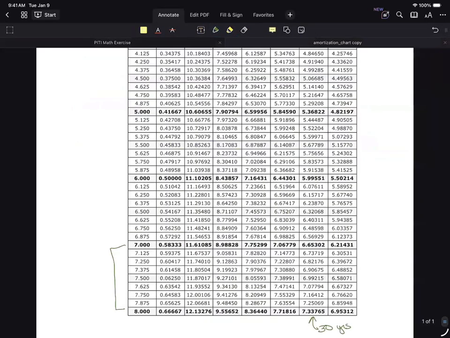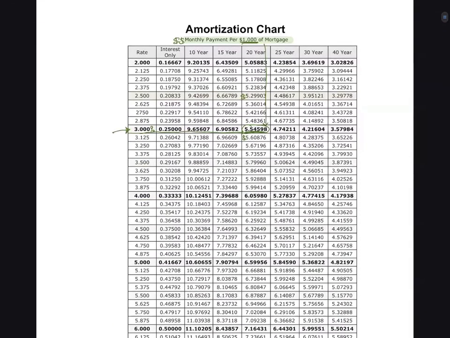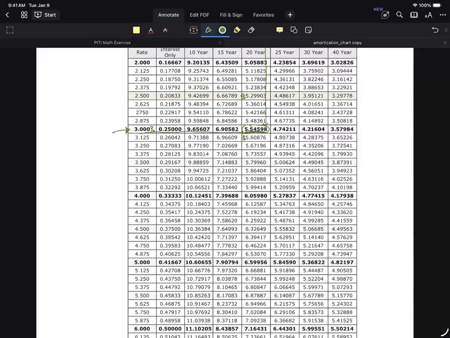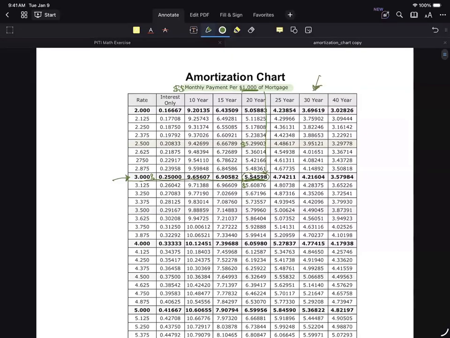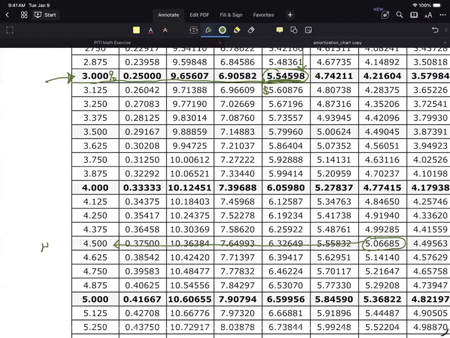What's really cool is if the problem wanted to, I don't think the test is going to do this, but if it said, hey, Abby's getting a 30-year loan, and her factor is $5. What was her interest rate? Well, the closest thing to $5 is right here. So I could come all the way over and say, oh, her interest rate was 4.5%. It's all interconnected.